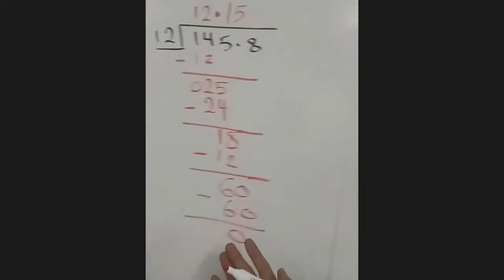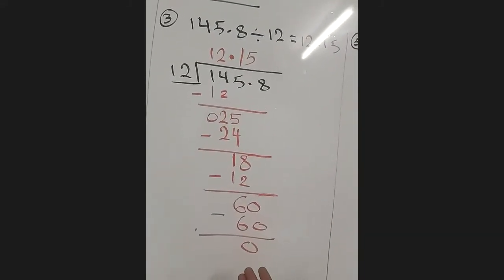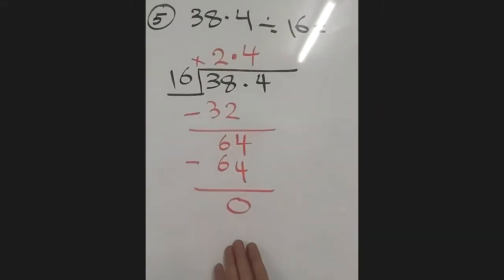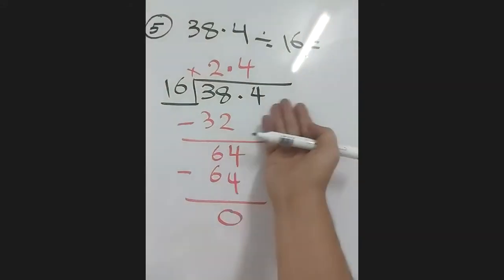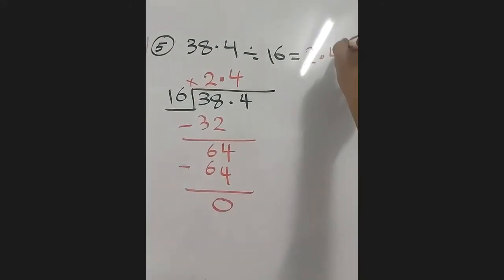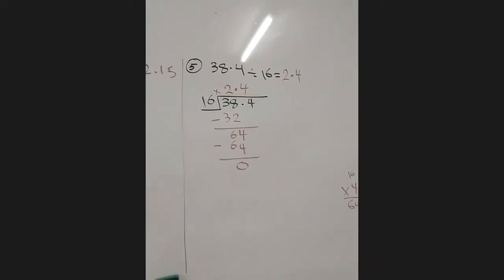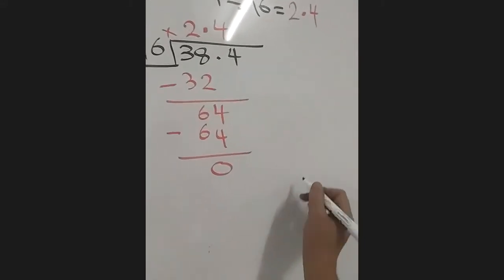Do we need to do this step, where we add 0 here, like before with Walid? No, no need, because I get the remainder 0. I'm done with the numbers. So the answer is 2.4. Got it? Yeah. Copy, guys. This is question 5.